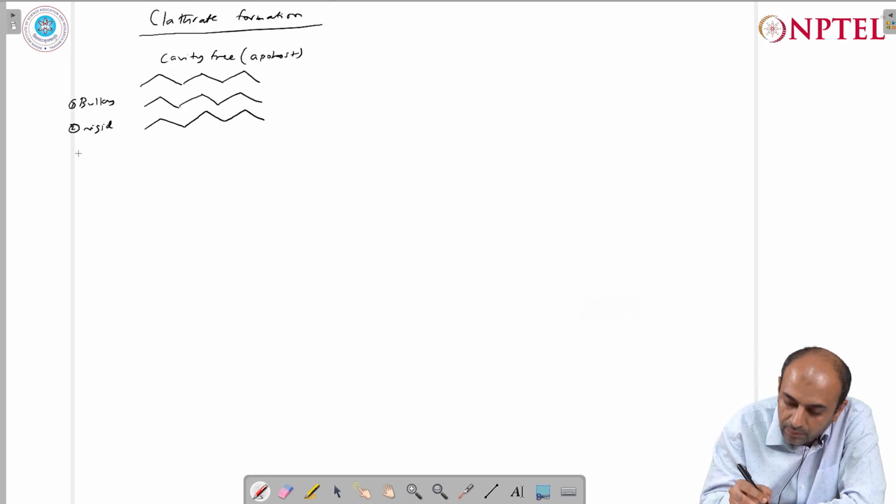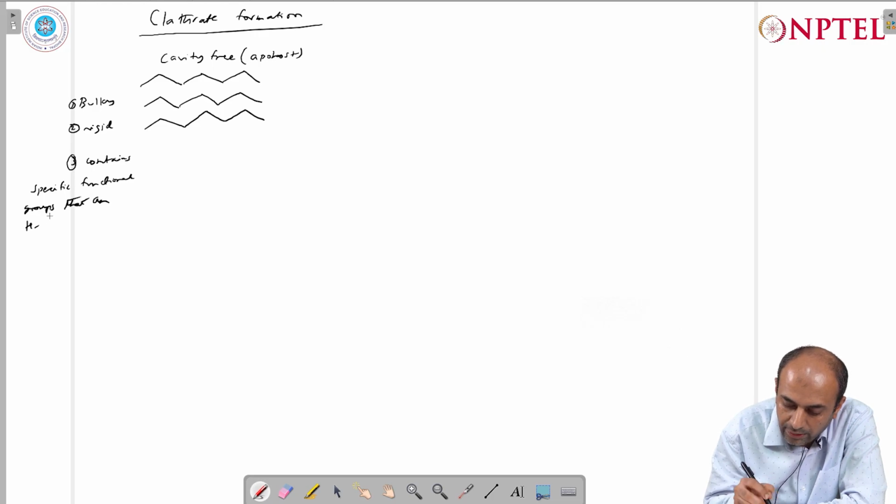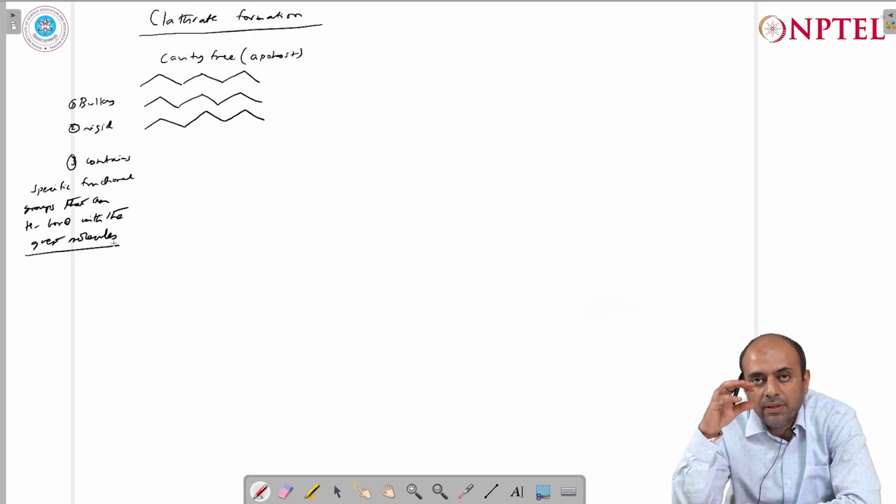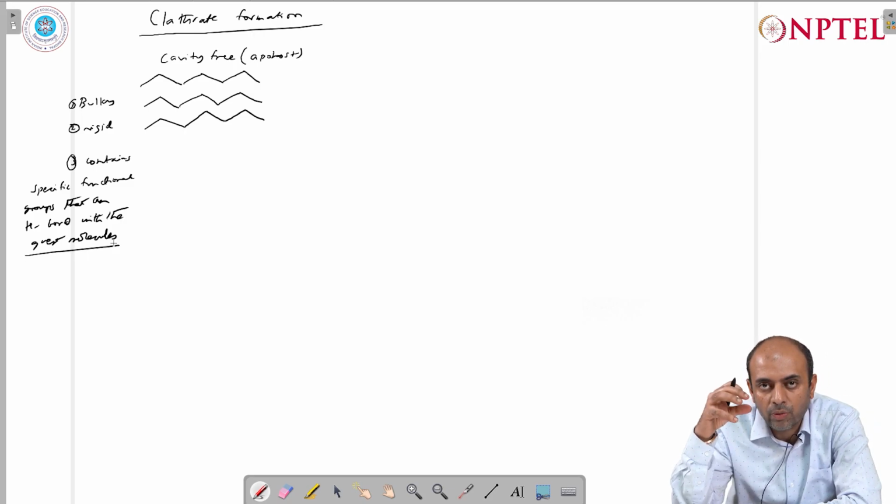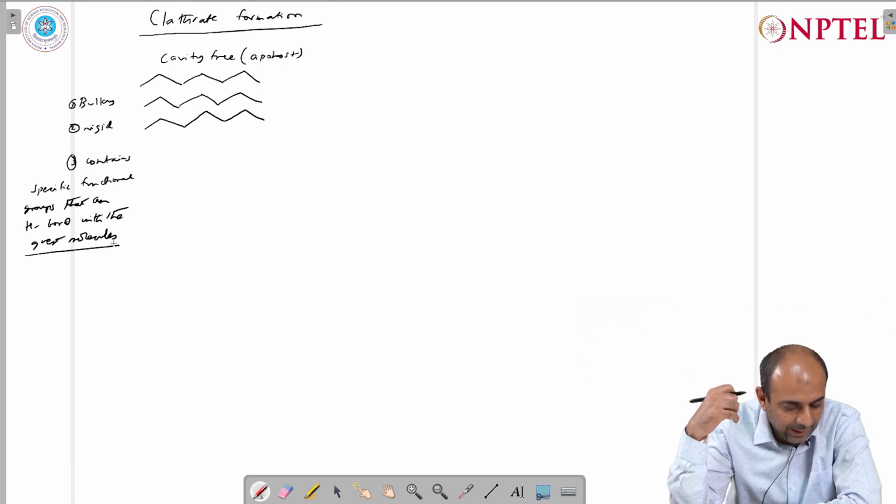And number three, it contains specific functional groups that can hydrogen bond with the guest molecules. So it is necessary that we have some specifics here in terms of the functional groups which are present on the apohost, such that they can form strong hydrogen bonds with the guest and form these clathrates.